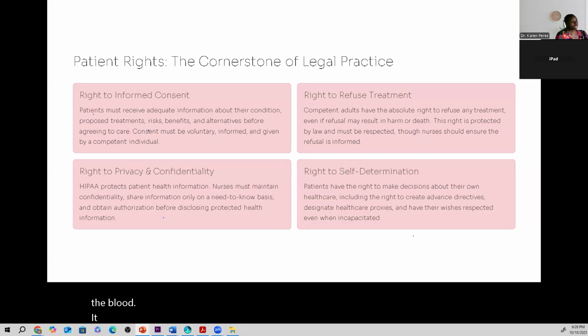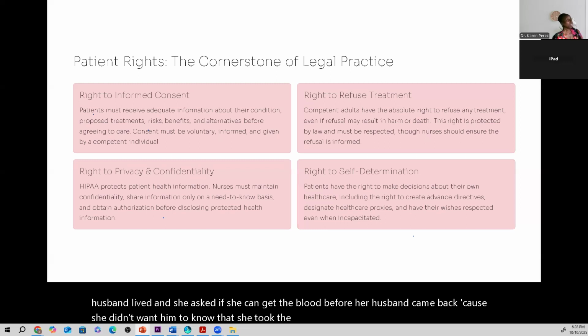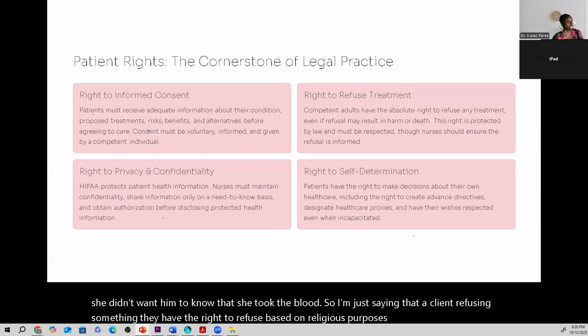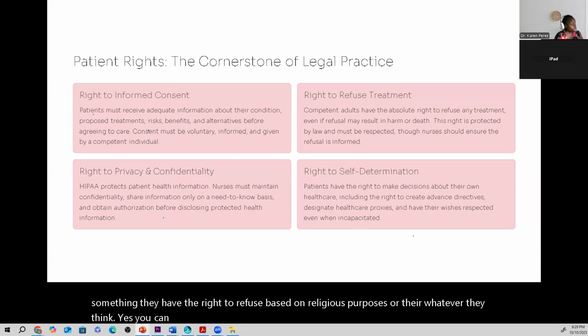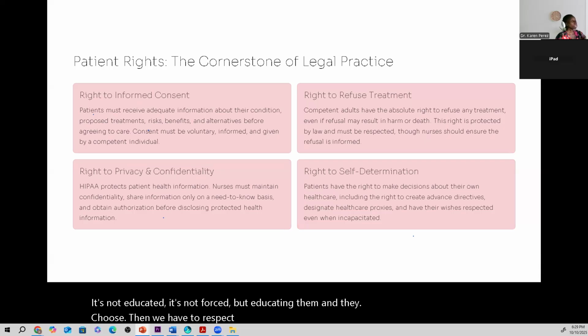It wasn't my patient, but the nurse who had her came and told me her husband left, and she asked if she could get the blood before her husband came back because she didn't want him to know that she took the blood. I'm just saying that a client has the right to refuse based on religious purposes or whatever they think. Yes, you can educate, but educating is not forcing. So you have to look at the word. It's educate, not force, but educating them, and if they still refuse, then we have to respect that.